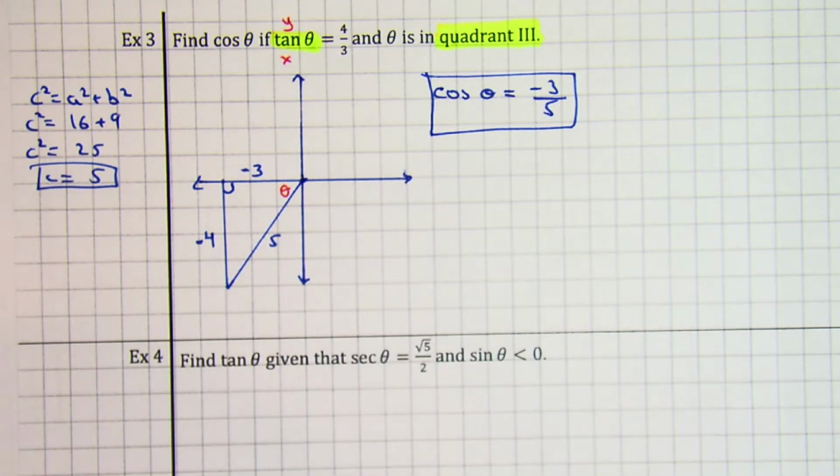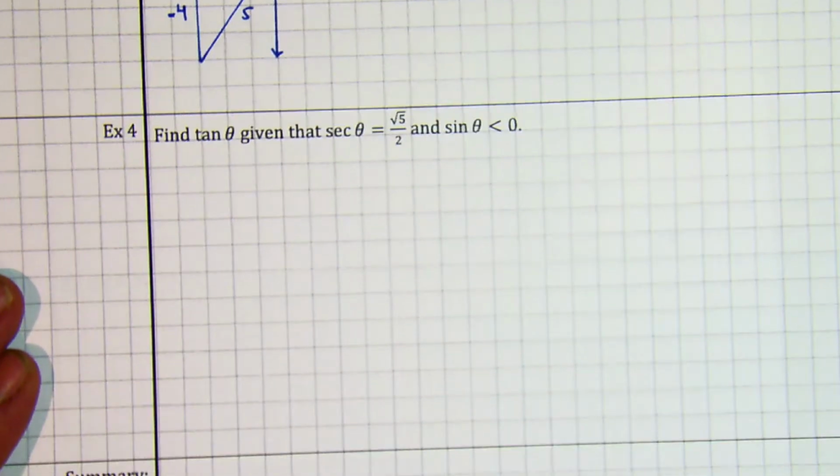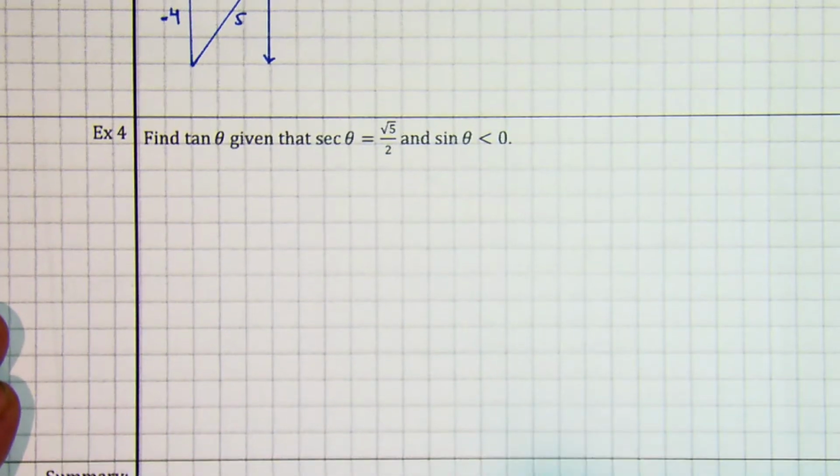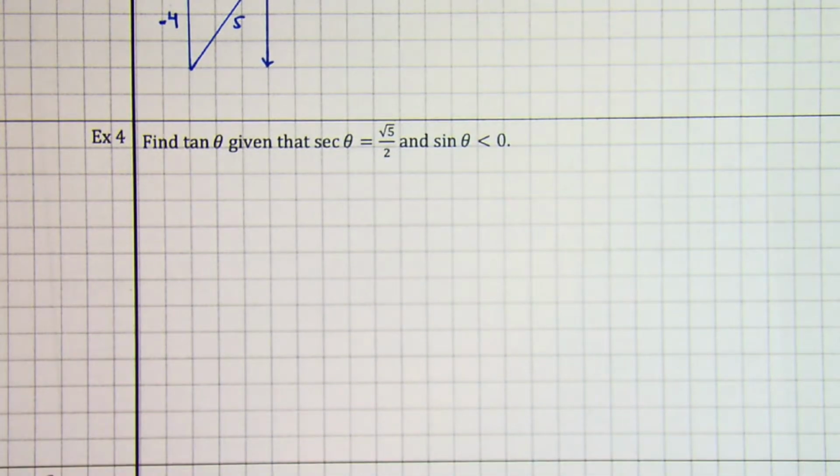Example number 4. Go and write it down. See if you can work it out and see what you get. And then you can check your answer. Go and pause it.